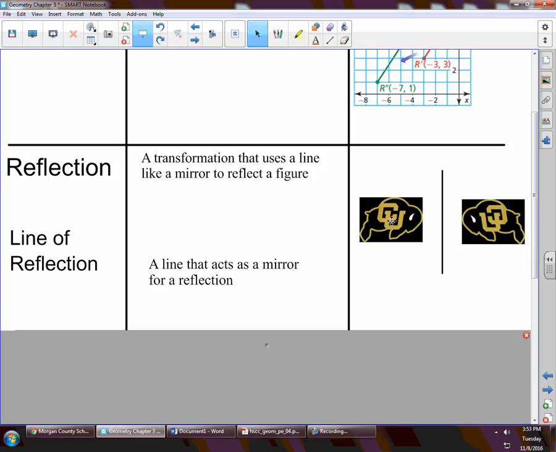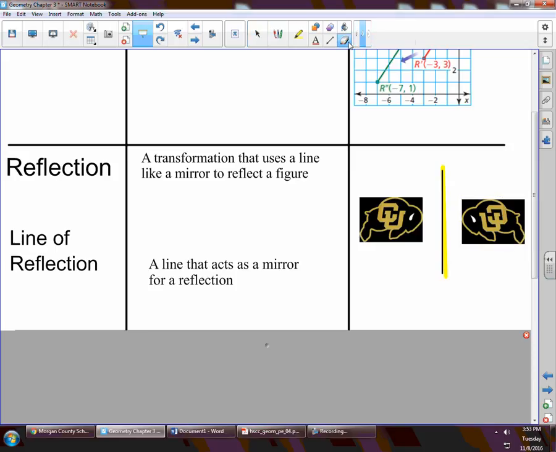So if we take a look at this image here of the CU Buffalo logo, we are reflecting it over this line of reflection. This right here is my line of reflection because our image is using it like a mirror. Our image here has been reflected over here, and it's like a mirror. One thing is on the same side as the other, so they are flipped over there.